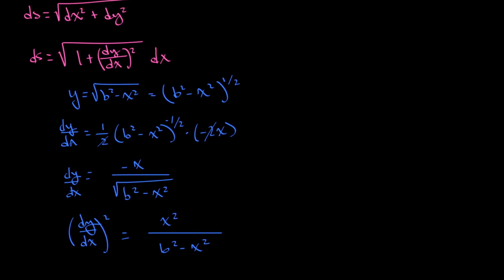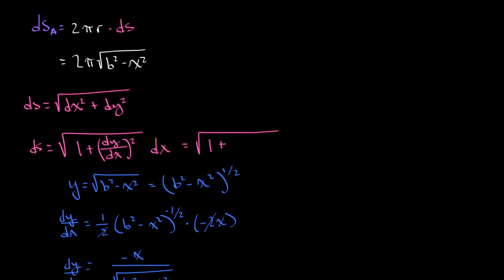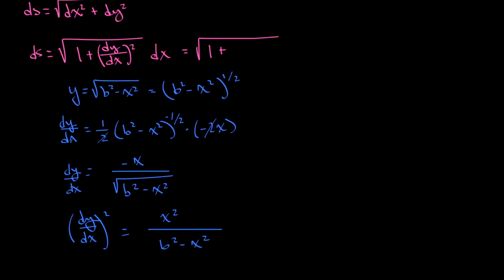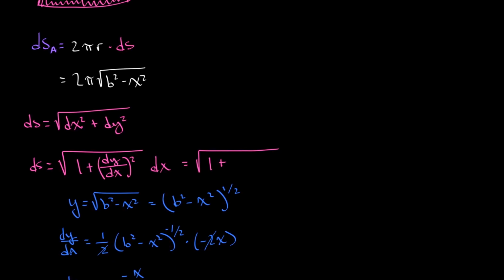Now, let's throw this into what we had for this little piece of arc length. So this is now going to be equal to the square root of 1 plus, and what do we find for our derivative squared? That is x squared over b squared minus x squared. And then we still cannot forget dx. And this right here is our little piece of arc length.